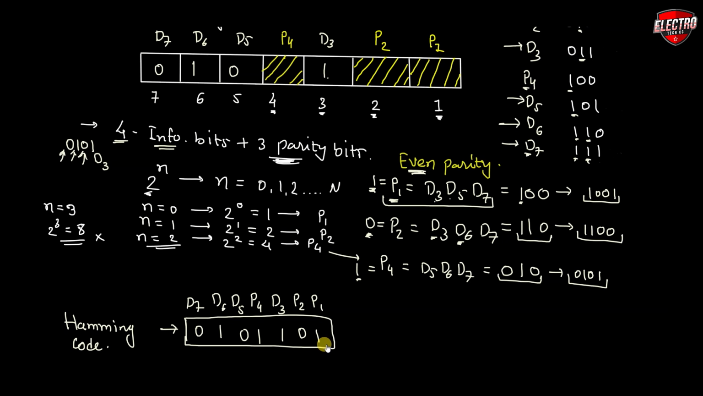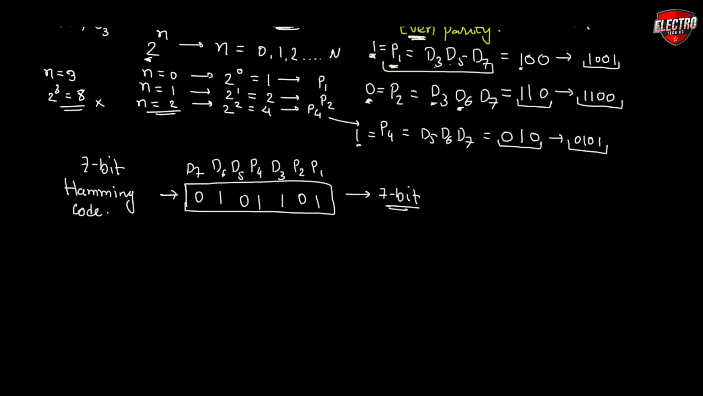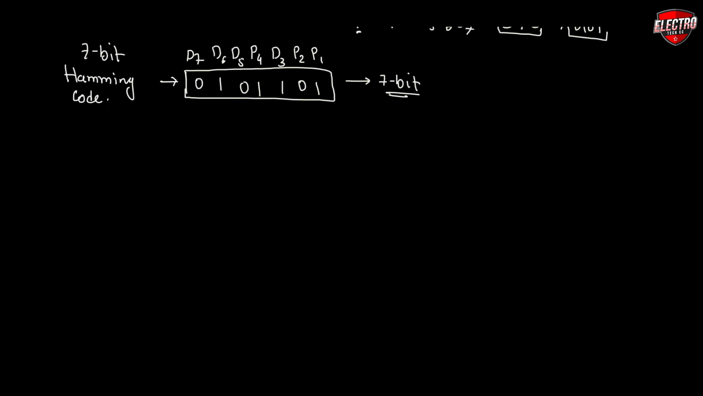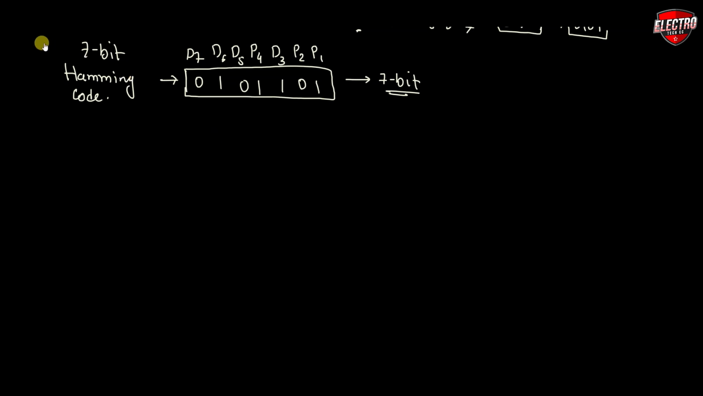So this way we can construct a Hamming code for binary information, and this message is of 7 bits. So we can say the final Hamming code is a 7-bit Hamming code. Now let us discuss how to detect an error from the message signal. Now, as we discussed earlier, the 7-bit Hamming code uses 7 bits.